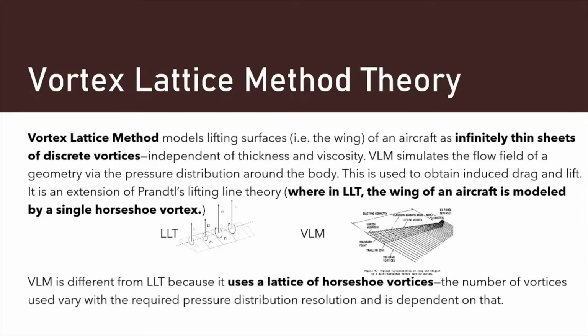It is basically an extension of Prandtl's lifting line theory. You're all familiar with that in the code, where in lifting line theory, the wing of an aircraft is modeled by a single horseshoe vortex. VLM is different from LLT because it uses a lattice of horseshoe vortices.